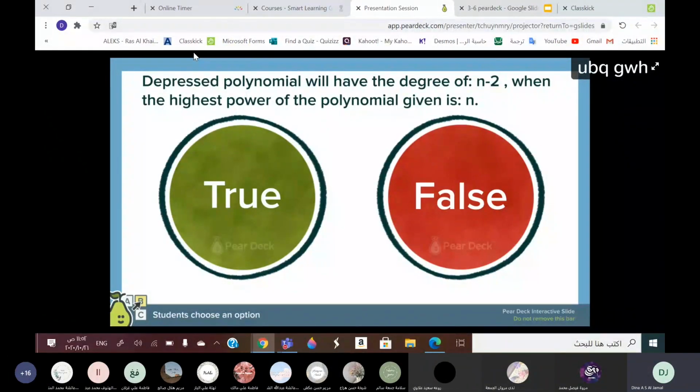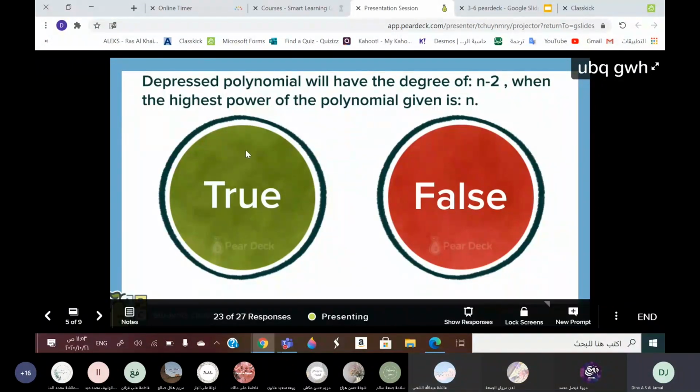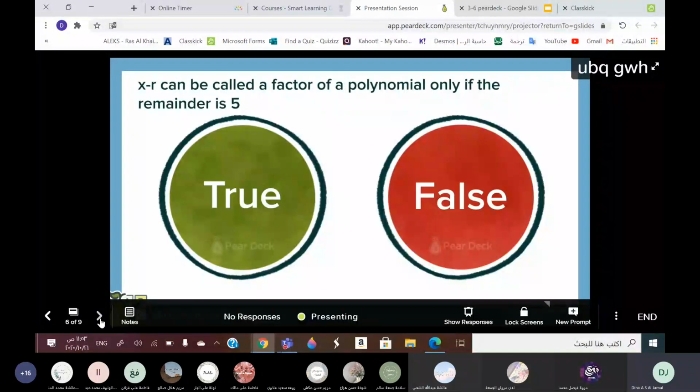So, Aisha, can you explain now why it is false? Because it is n-1, and when the highest power of the polynomial gives us n, miss, it is n-1, not n-2. Excellent. When we have the highest power, we will subtract one from n. And what if we had, for example, n to be 4? What will be your depressed polynomial? 3, because 4 minus 1 is 3. Excellent.